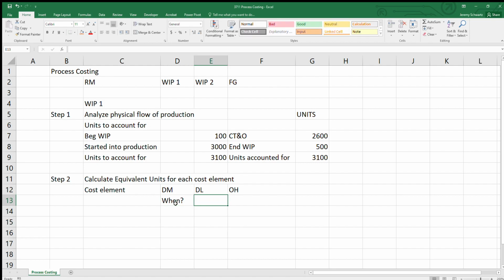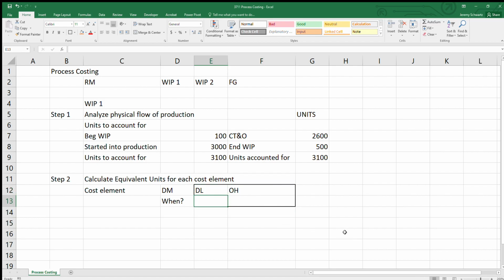For direct labor and overhead, these are assumed to be added uniformly during the production process. And then we'll call these terms, as you're probably familiar with this overall, conversion costs. So direct labor and overhead are called conversion costs, and so we'll be using this acronym, as the authors do as well, to go through that process.